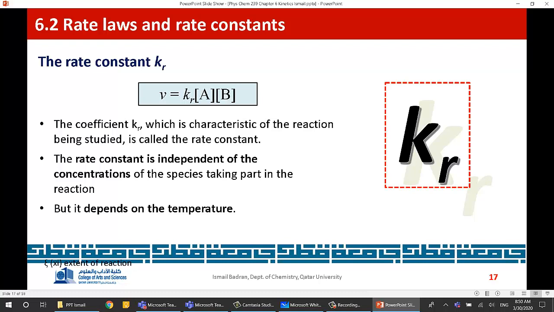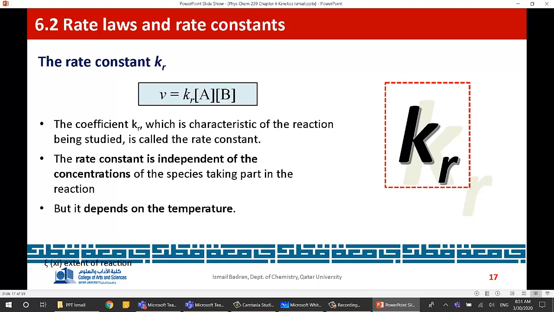So it's a constant similar to the equilibrium constant, in that it does not change by changing the concentrations. Whatever you do with the experiment, you can increase A, you can increase B, you can start with different concentrations, but the rate constant kR will stay constant as long as the temperature is constant. The only thing that affects the rate constant is actually the temperature.